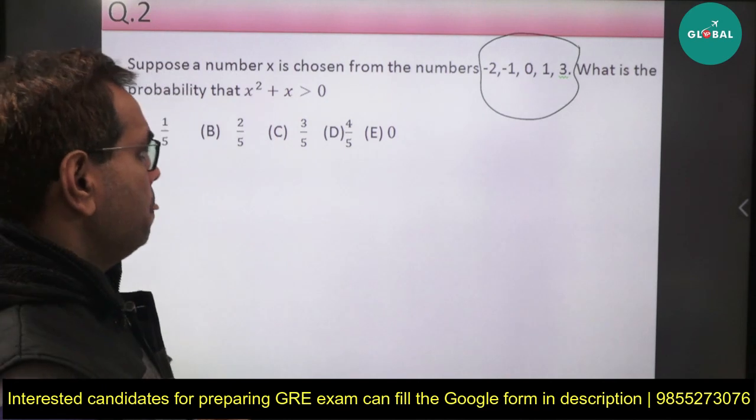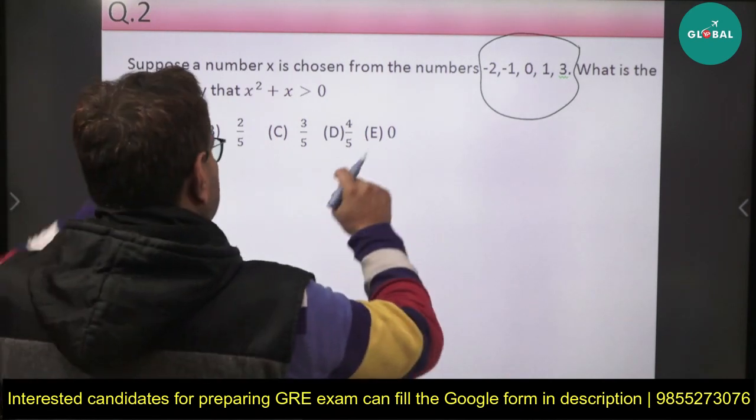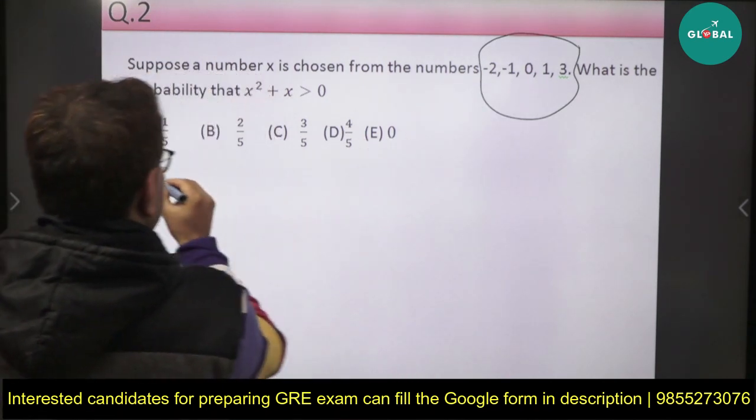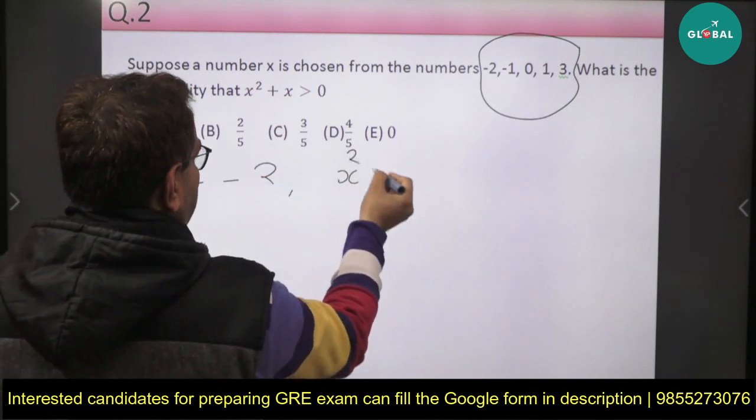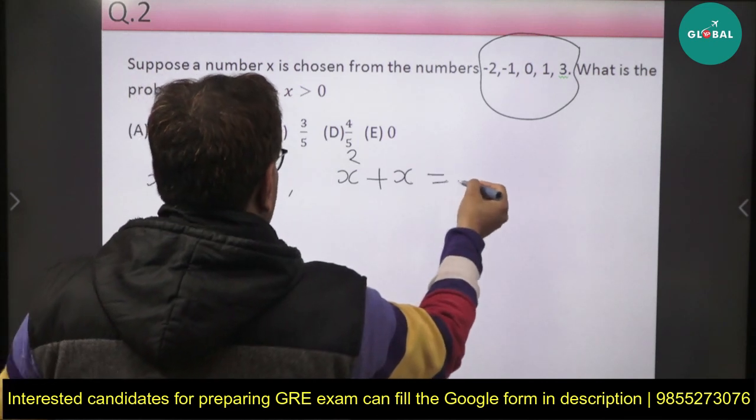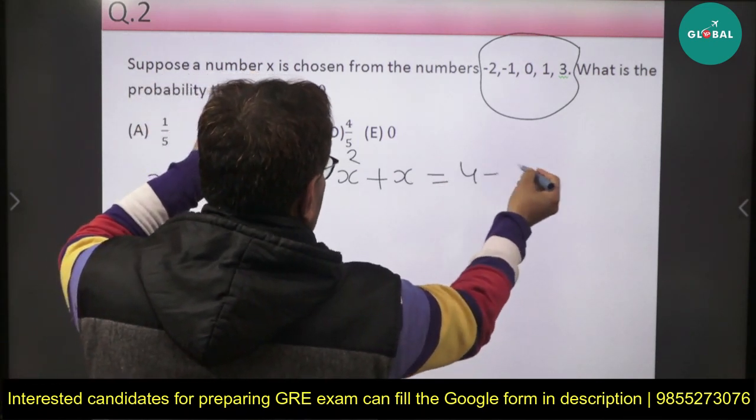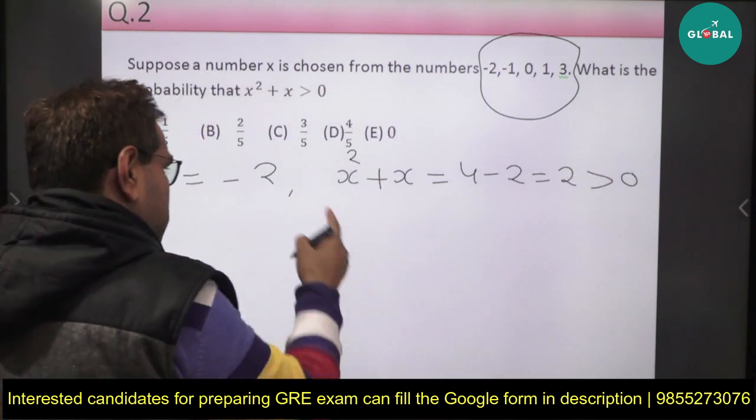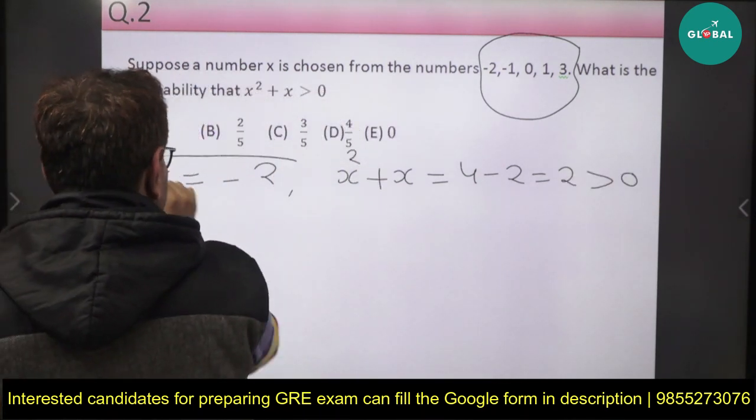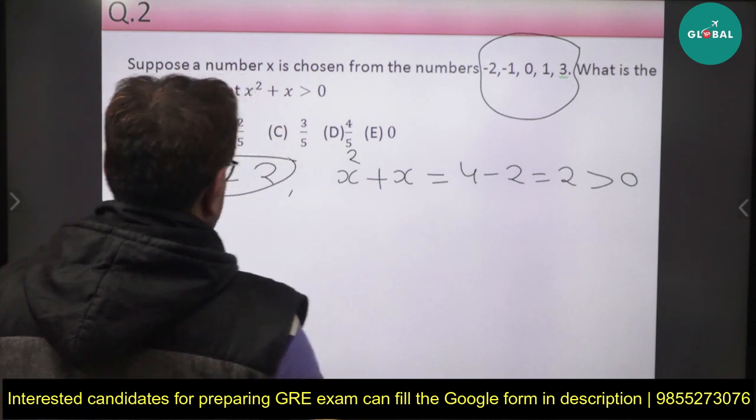If we take x equal to -2, then x square plus x is equal to -2 square, which is 4, minus 2. So 2, it is coming to be greater than 0. So this is in favor. This -2 is in favor. This is a favorable case.